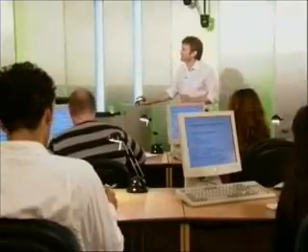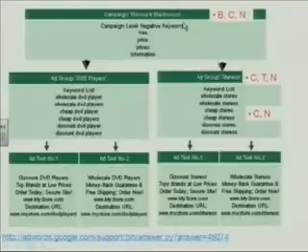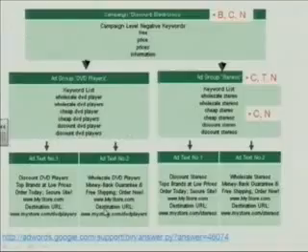Right, so here you'll see that your daily budget is set at a campaign level. So, for instance, if you knew that you were going to want to set different budgets for different types of key phrases, you need to separate them out into different campaigns. The maximum cost per click can be set at the campaign, ad group or keyword level. So anywhere from the top to the keywords, to the ad groups, or individual key phrases. Ad text is per ad group. That's what we just talked about, which is why it's important to have defined ad groups. And negative keywords can be defined per campaign or per ad group.